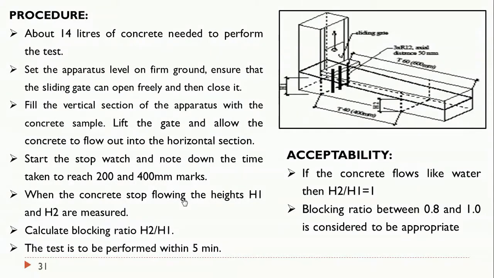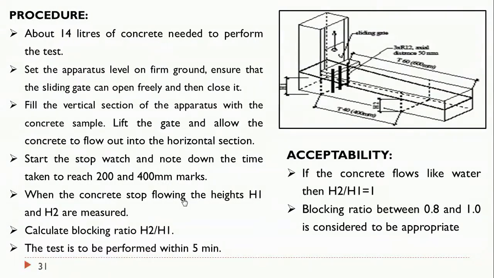Once the concrete is filled in the vertical section, we have to lift the movable gate and allow the concrete to flow into the horizontal direction. Once the concrete flows into the horizontal direction, there are two marks which will be noted there. If you want, we can do the flowable test also here. For the concrete reaching the 200 and 400 mm marks, we can measure the time in the horizontal direction, or we can just find the passing ability of the concrete.